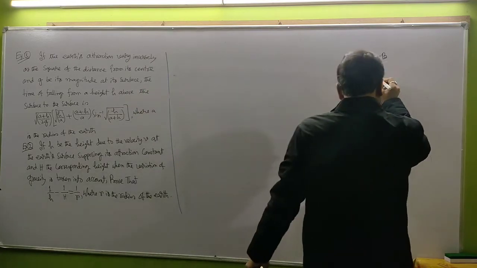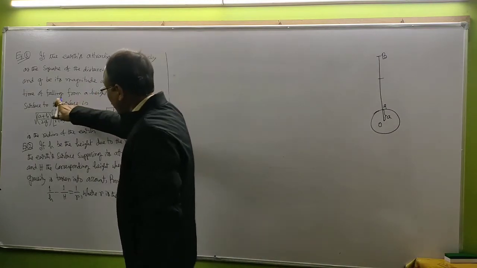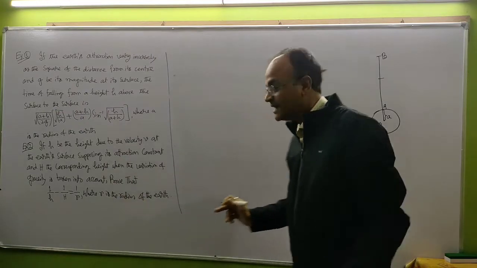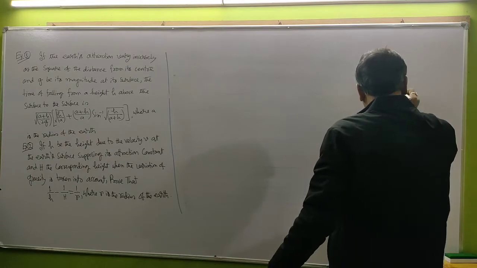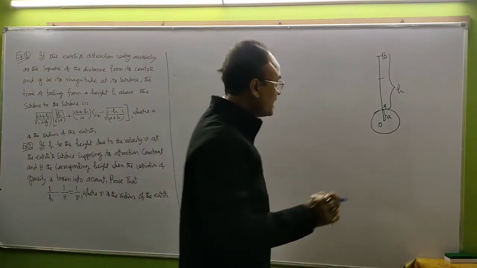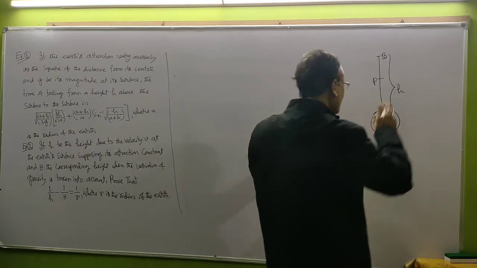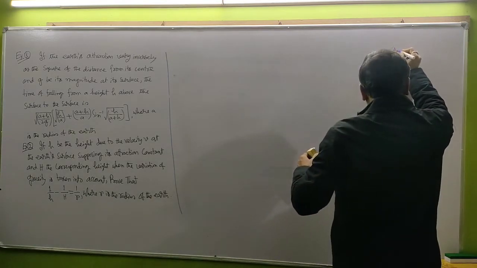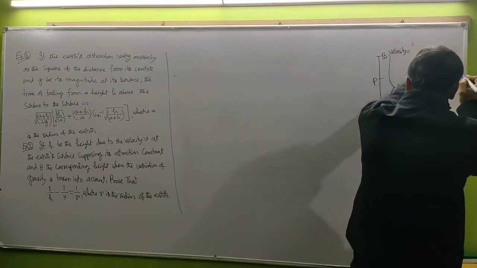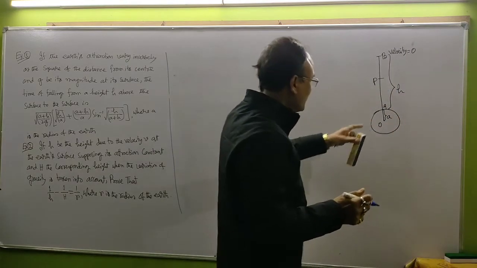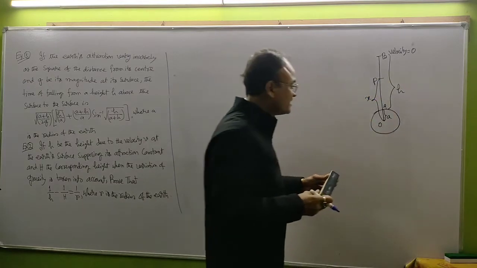Now you see here, the time of falling from a height h. Suppose this distance AB is equal to h. Suppose P is the position, a particle is falling from the point B. The velocity of the particle at the point B is equal to 0. From the earth surface, its distance is h.